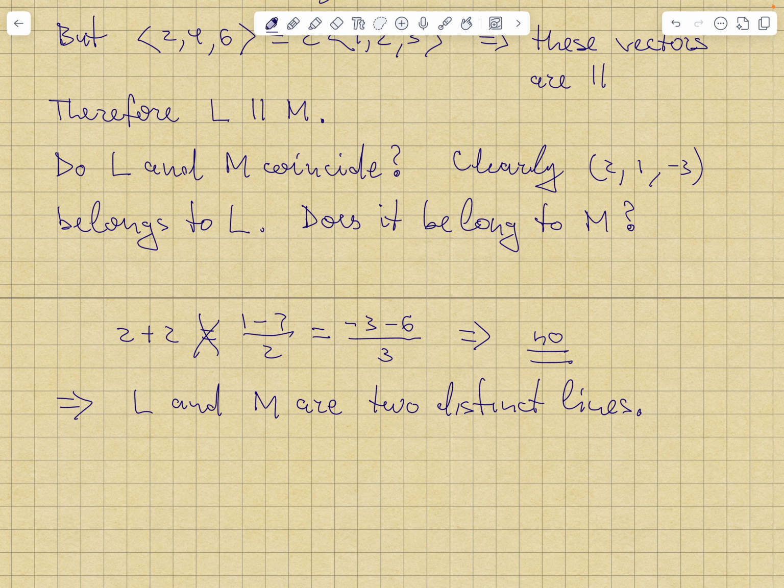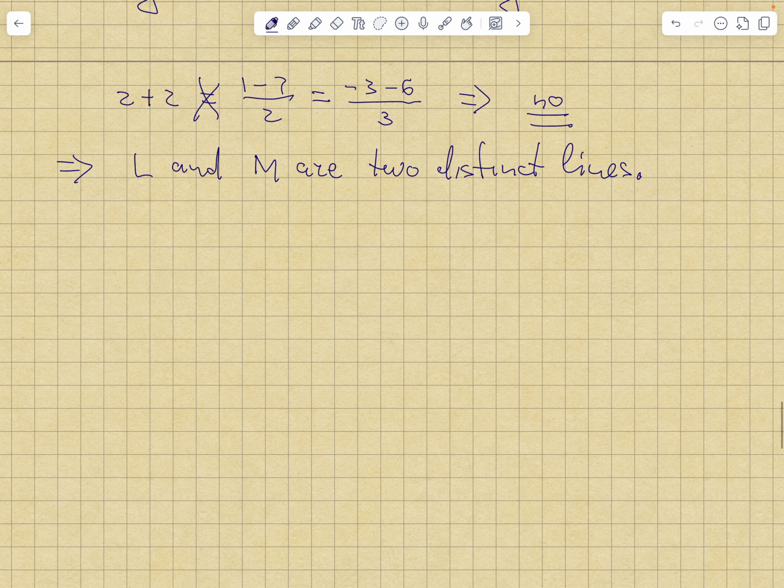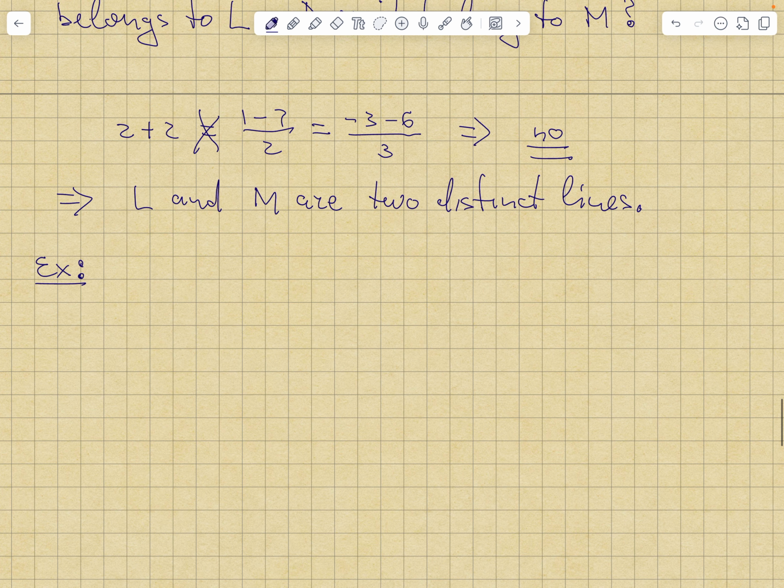Okay, hope that this is clear. Then one last example for the lines section. Let me see if I want to do anything else besides that example. Actually, let's do one more thing first.